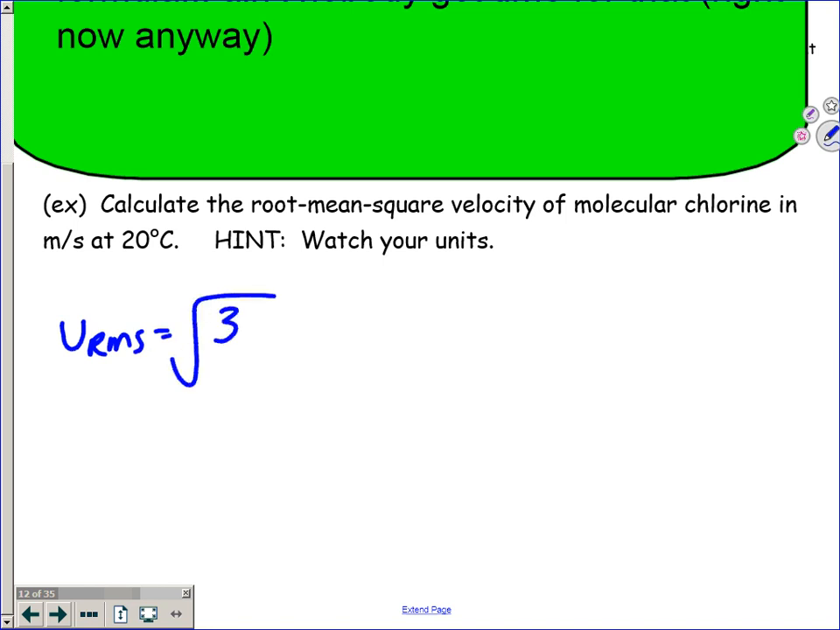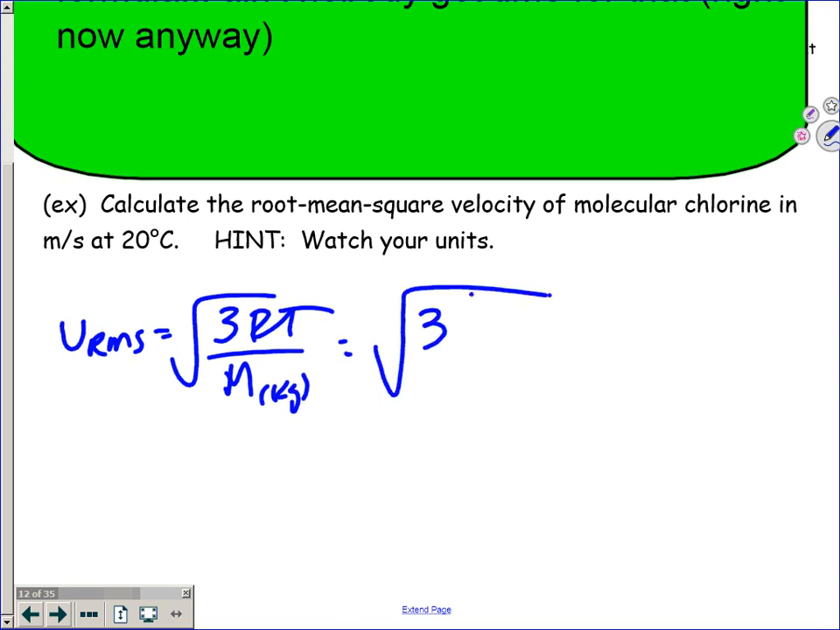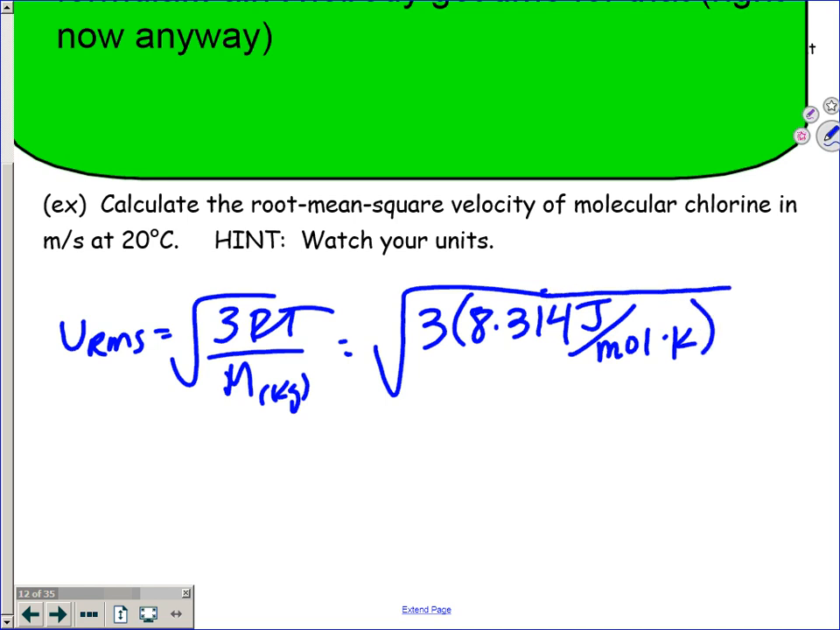Square root of 3RT over M in kilograms. Okay, so let's do this quick. Square root of 3, what's the R value? Joules per mole K. Okay. And then what's our temperature here?